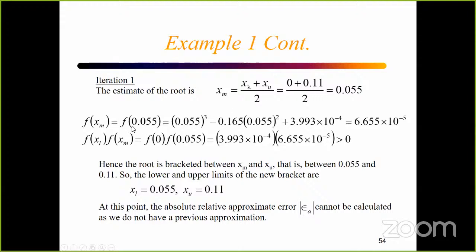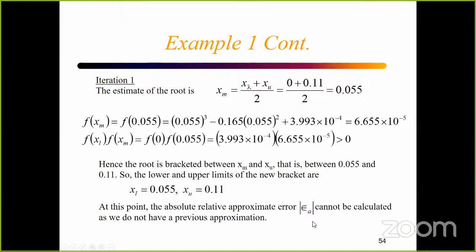But let us see between 0 and 0.55. This is the value at 0.55. Between 0 and 0.55, the product of the function values at the lower and upper limit is greater than 0, which says that a solution does not exist between these two points. Hence, the root is bracketed between the midpoint xm, 0.55, and 0.11. So the lower and upper limits of the new bracket are 0.55 and 0.11.